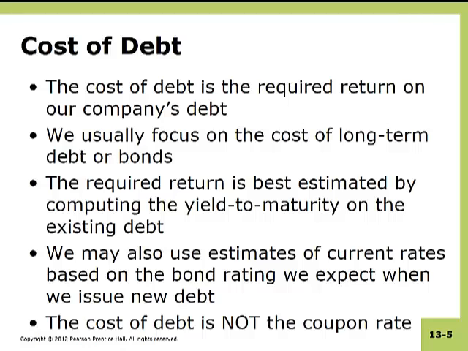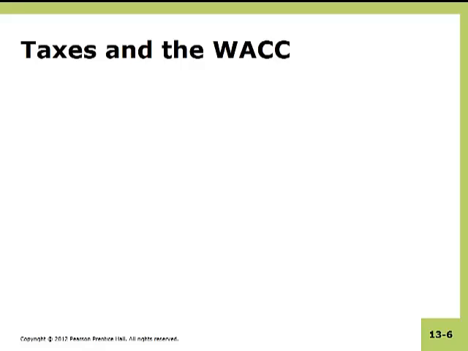But in any case, the cost of debt is not the coupon rate. The coupon rate was the cost of debt for the company when the bond was issued. So we're interested in the rate we would have to pay on newly issued debt, which could be very different from past debts. What about taxes and the weighted average cost of capital?